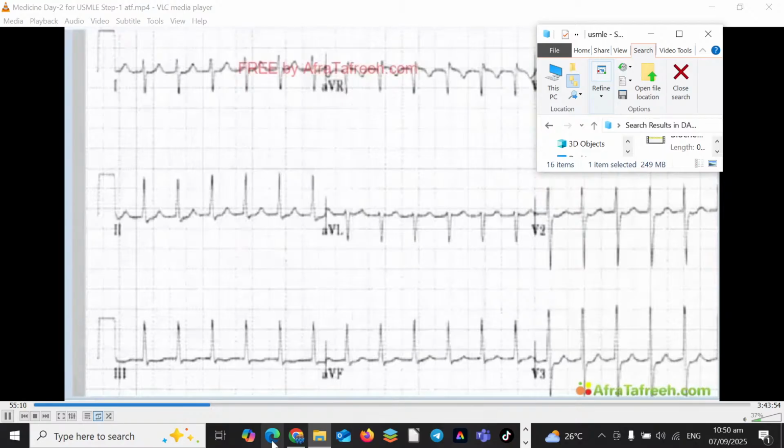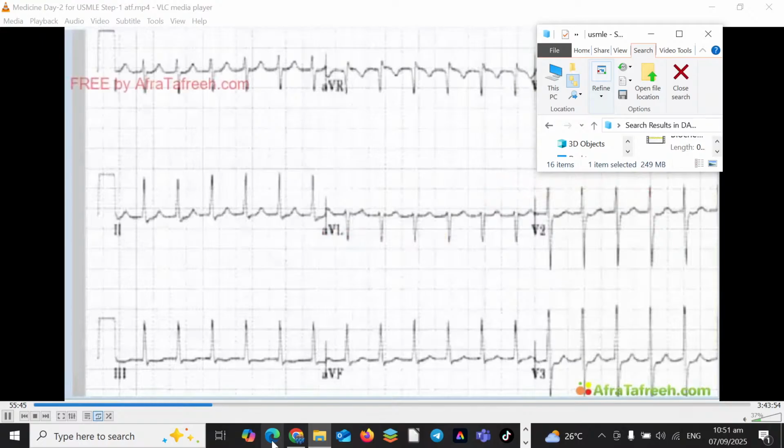It is narrow complex tachycardia. Excellent answer. So this is an example of a narrow complex tachycardia. Whenever you see a narrow complex tachycardia, you have to look at only one thing. You have to see if there is a P wave or there is no P wave. Whenever you have a narrow complex tachycardia, you just have to see for the P wave. If there is a P wave before every QRS complex, that is a sinus tachycardia.